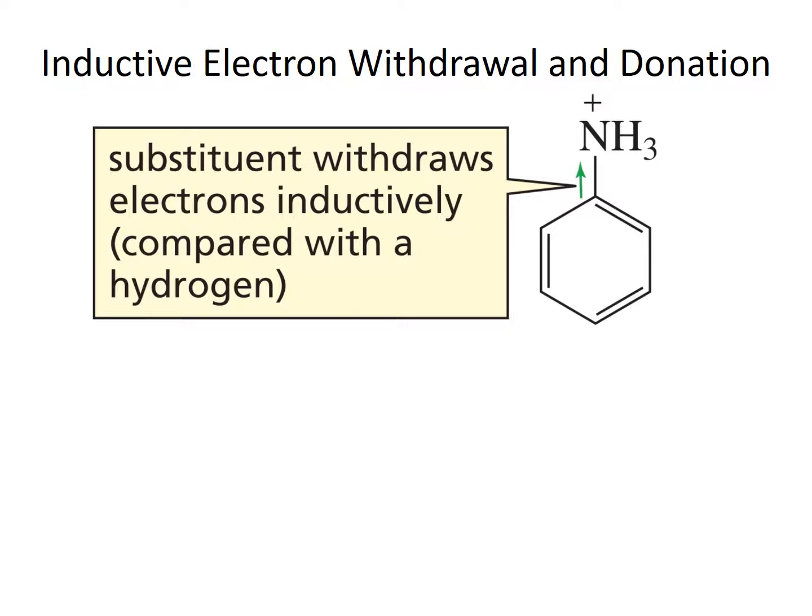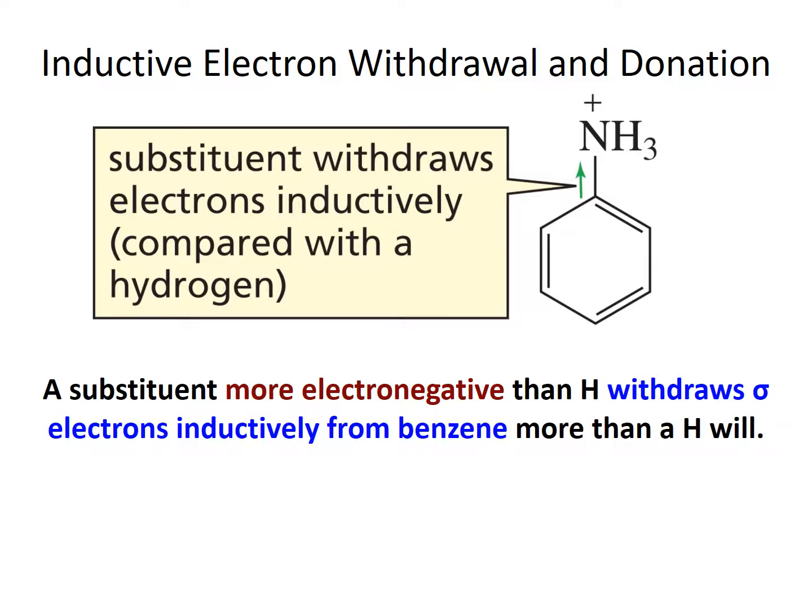You can also withdraw electrons inductively. So here we have a more electronegative atom, but we aren't able to extend resonance into it. So we're going to say that if it's something that's more electronegative than hydrogen, it's going to withdraw those electrons from benzene more than a hydrogen will.